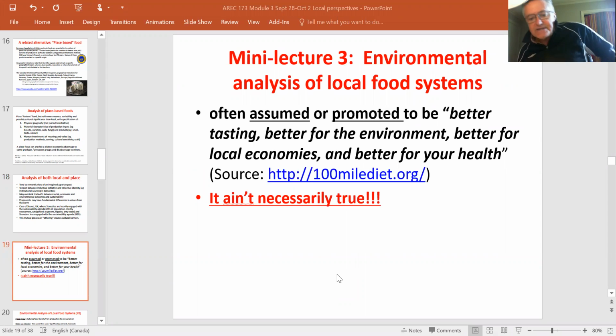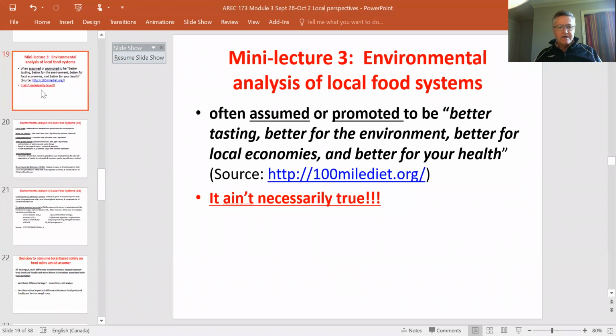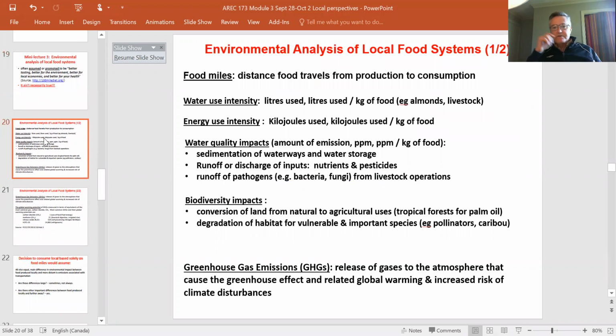As I said, we have these assumptions, for example, the 100-mile diet authors, about local food being better tasting, better for the environment, better for local economies, better for your health. Right now I'm going to focus on better for the environment. So why would local food be better for the environment? The answer is it may be, but in many cases, it's not. And that's what we want to get into in this section.